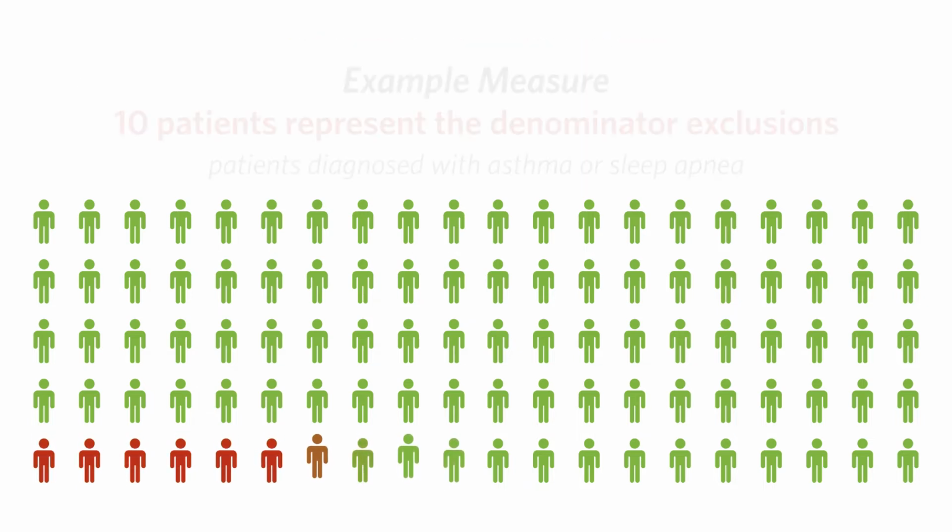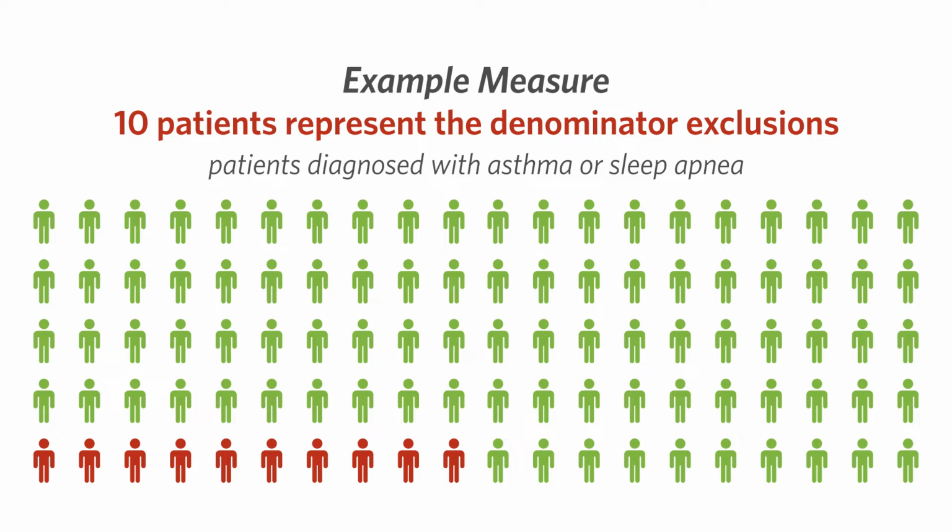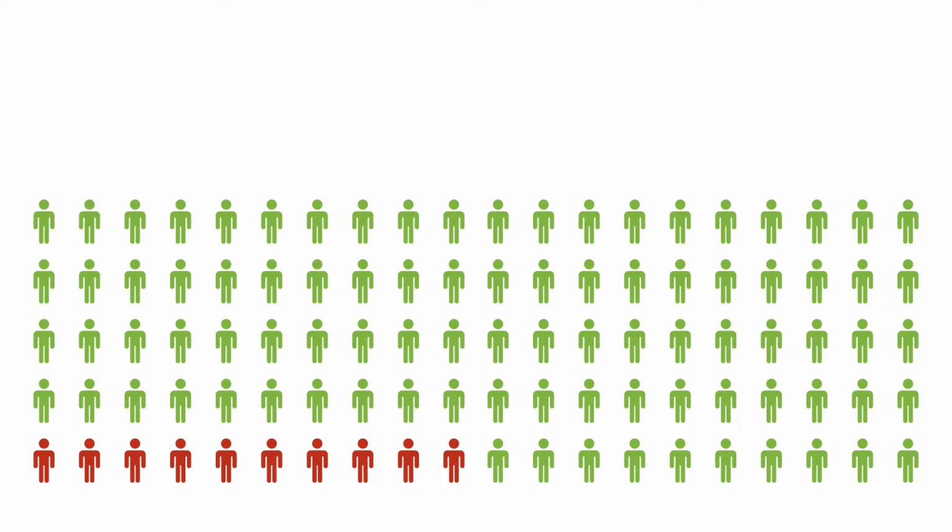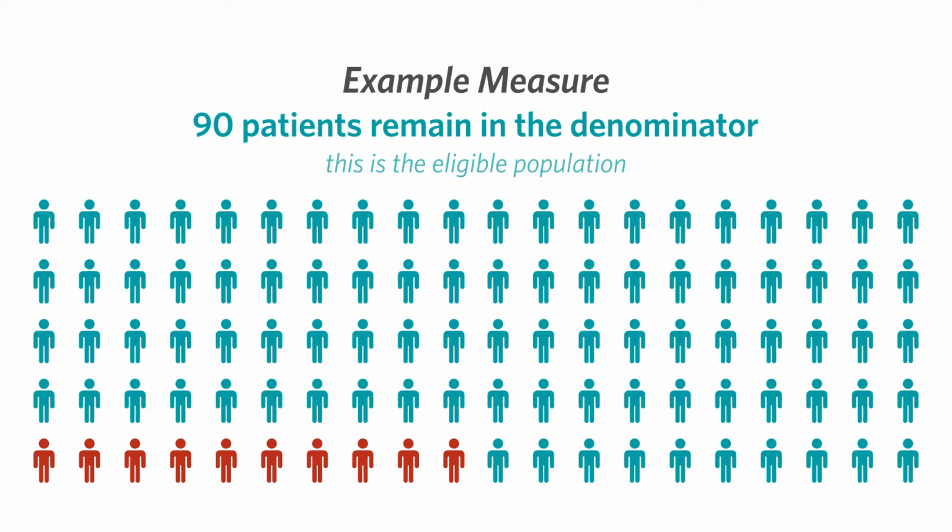In our example, 10 patients represent denominator exclusions. These patients are diagnosed with asthma or sleep apnea, which are classified as denominator exclusions for the allergic rhinitis measure. Now that the 10 denominator exclusions have been removed, 90 patients remain in the denominator. This is the eligible population.